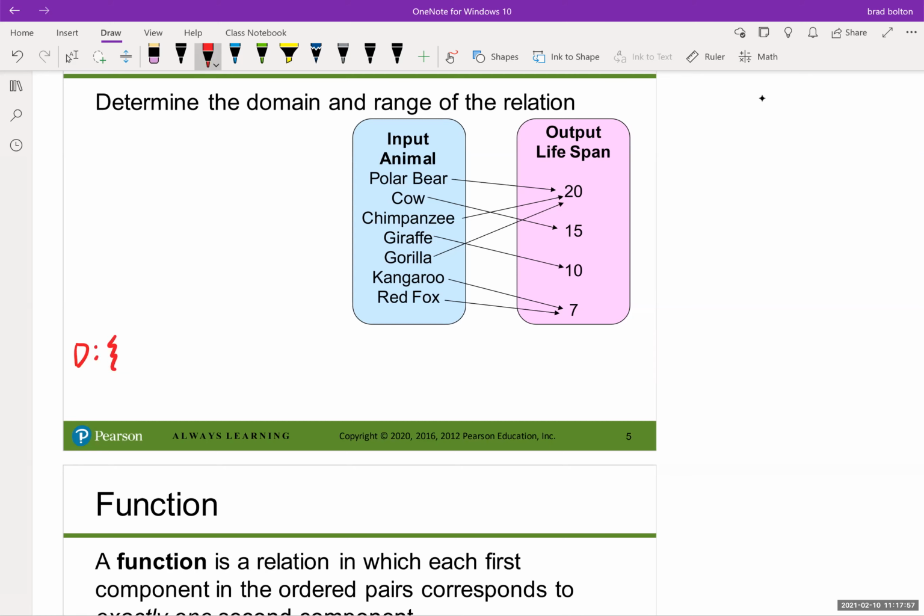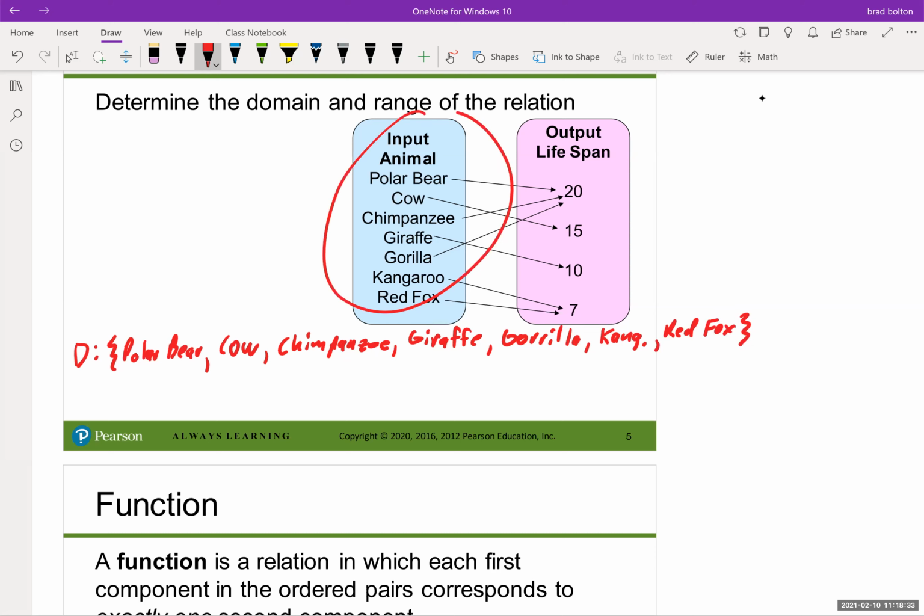okay? So the polar bear, cow, chimpanzee, giraffe, I can't spell, sorry about that, gorilla, kangaroo, I'm just going to abbreviate, and then red fox. I should have abbreviated from the beginning. That is all the domain, because these are all of our first parts of the ordered pair, our input values. You see here it even says input value, and here's the output value.